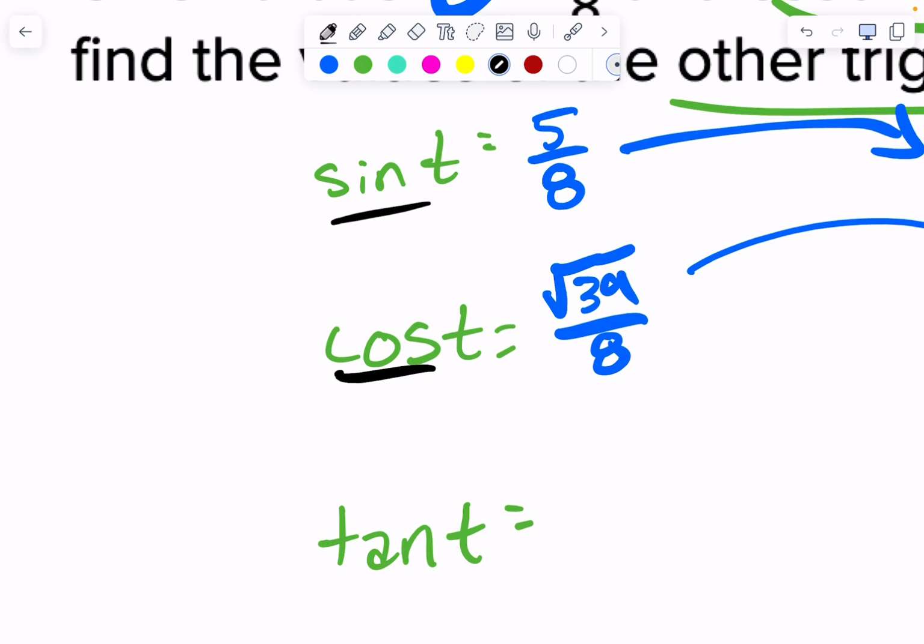Sine over cosine equals tangent. It's right there for you. I'm not going to take it down for a test.